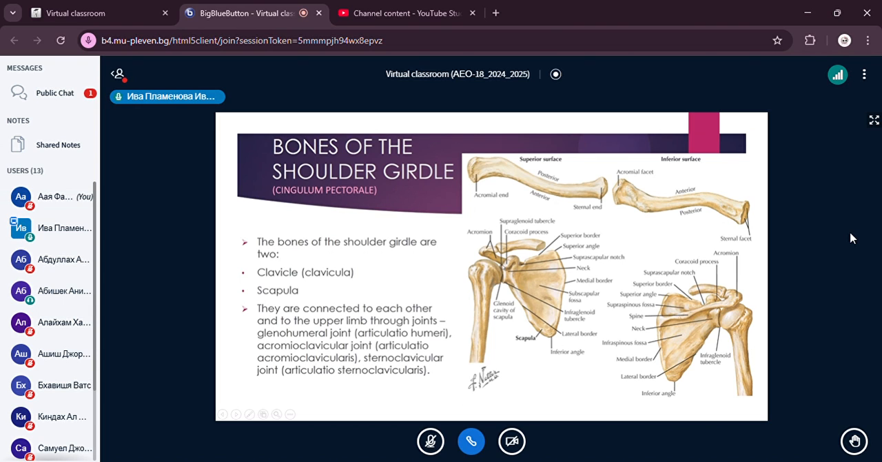Between the acromion scapulae and the clavicle is the acromioclavicular joint, articulatio acromioclavicularis. And between the clavicular notch of the sternum and the sternal end of the clavicle is the sternoclavicular joint, articulatio sternoclavicularis.